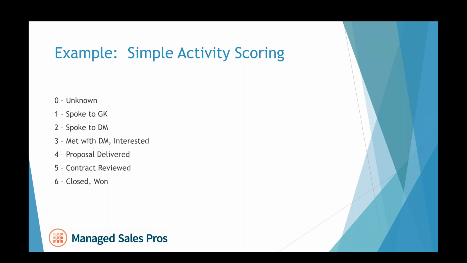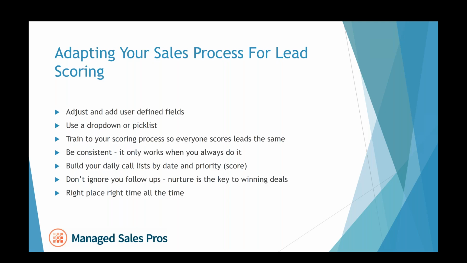4, we've delivered a proposal. 5, they've reviewed their contract. 6, we won the deal. So both of these are very simple examples of how to create lead scores. You may want to have a 10-phase lead score. Maybe you only have 4 categories that you want to track. Either way, they should be very simple, easy to understand, and easy to implement.